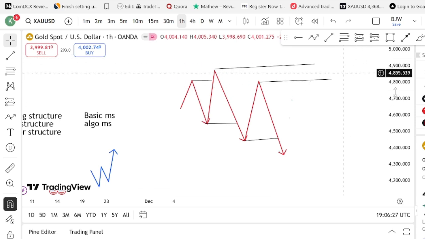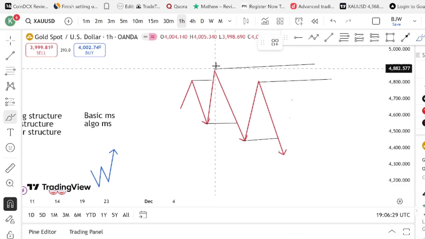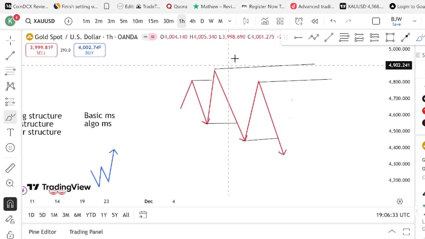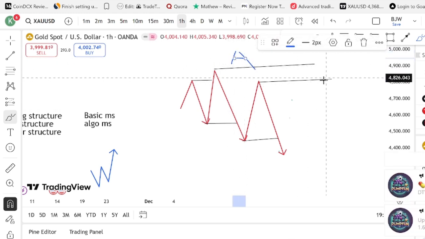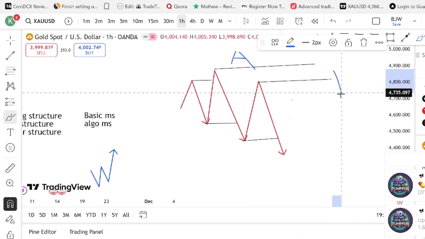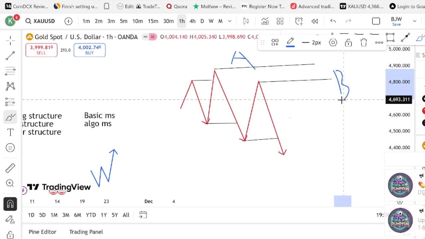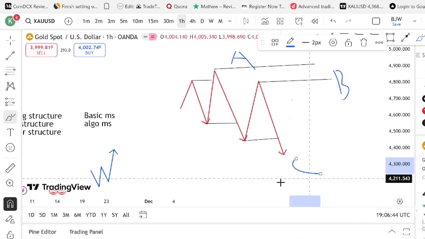In a bearish trend, your A will tend to be this higher low. So your A will tend to be the higher low you're seeing right here. This will be your A. And then right here will be your B. And also here will be your C.